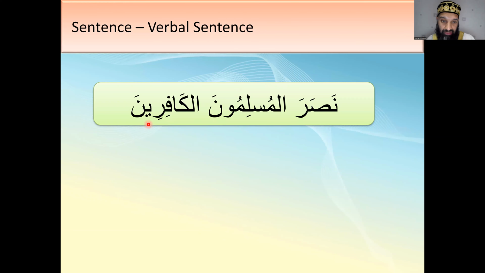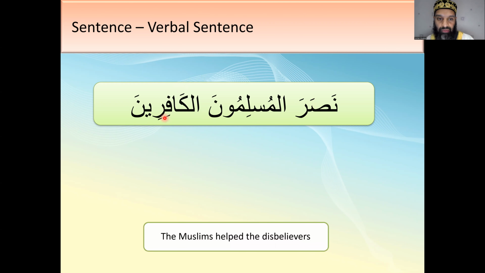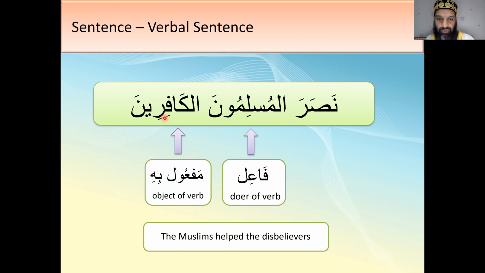Kafirina. Now ina ending, remember, if you go back to your table, ina is either a majroor ending or a mansub ending, right? Because this is a verbal sentence, there's no prepositions coming before it. We know this is not majroor. So this has to be mansub. And mansub is what the verb is happening on. So nasara al-muslimuna, the Muslims helped. Who did they help? The kafirina. So this is what was going on there.